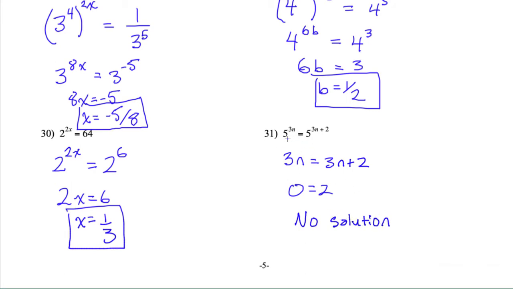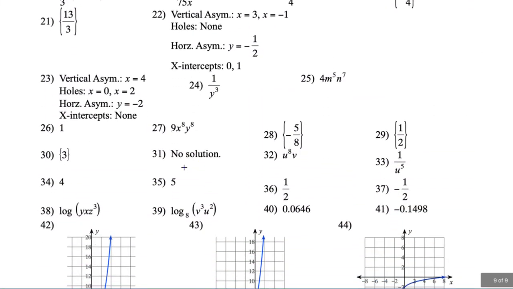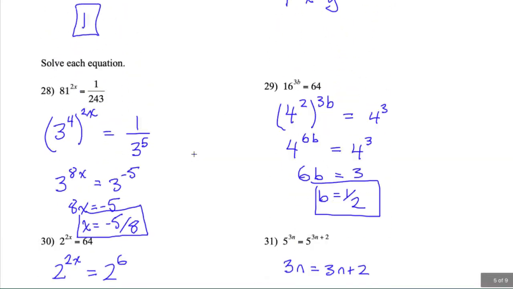I didn't know I gave that type of problem, but let's look at 31 to see if that was the answer. 31, yeah, is no solution, no answer. That's good enough for me.